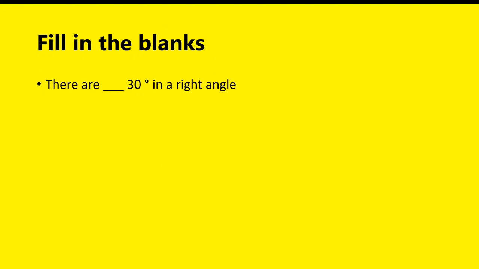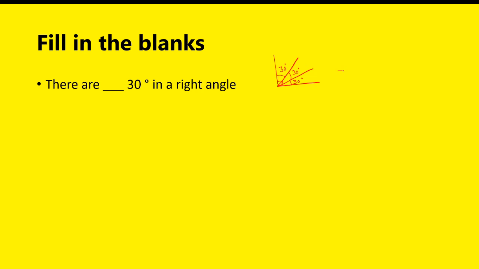Now here your question is children, there are dash 30-degree in a right angle. You have to tell how many 30-degree angles will come in a right angle. So suppose this is your right angle. Right angle means it is equal to 90-degree, okay. Now here I am making three 30-degree angles. So this one is 30-degree, this one is 30-degree, and this one is 30-degree.